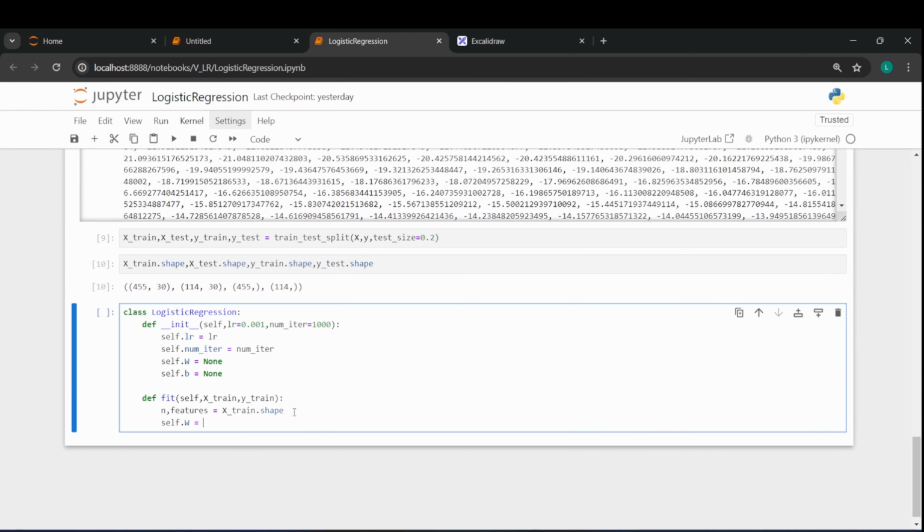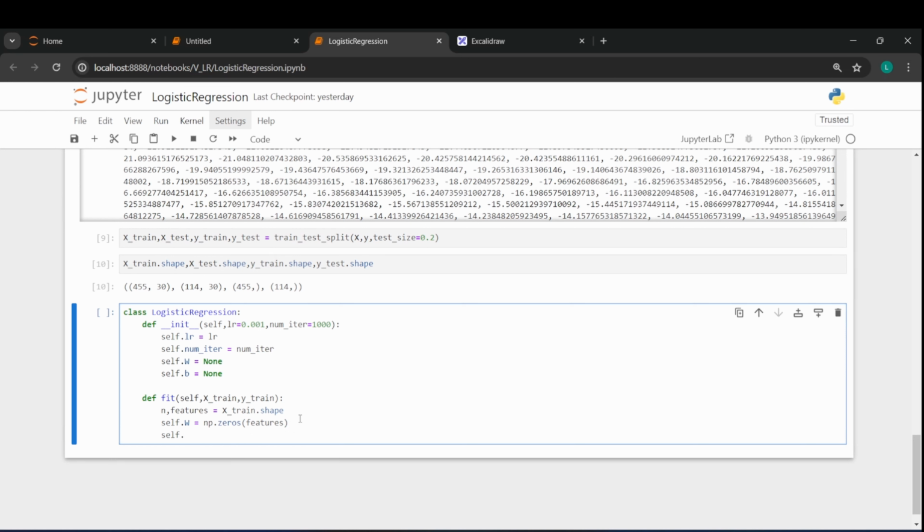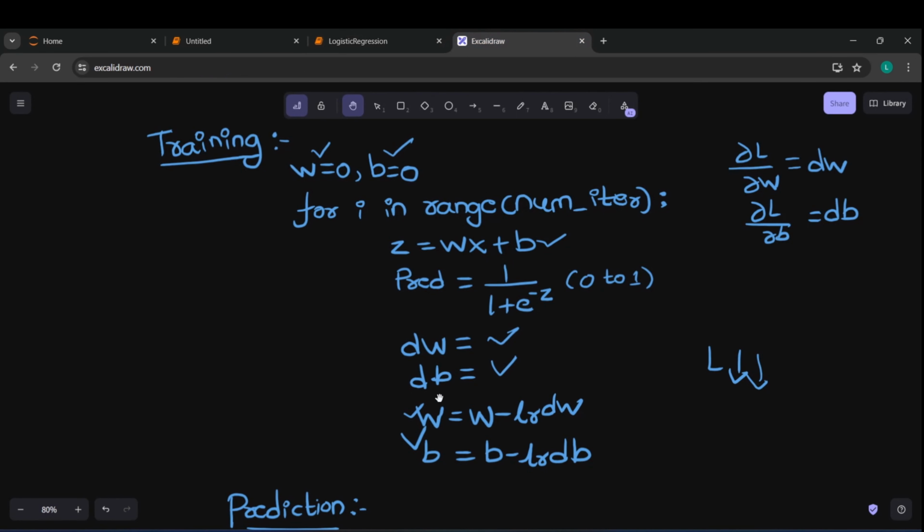So I'm going to say self.w equal to np.zeros of features. So we are going to give each feature a weight. The number of weights has to be equal to the number of features. So np.zeros creates features number of zeros, and we have only one bias value, so I'm going to say self.b equal to 0. Now we know what to do. So for the number of iterations, we calculate the z value, we predict by passing it into the sigmoid function, we calculate the dw value, db value, and update the weight and bias values.